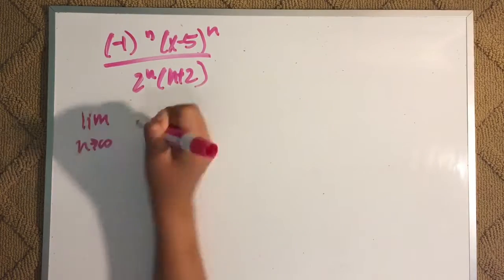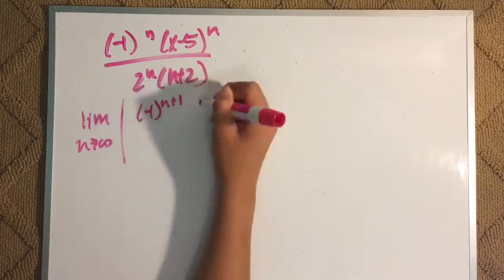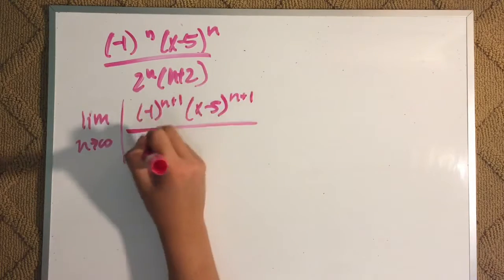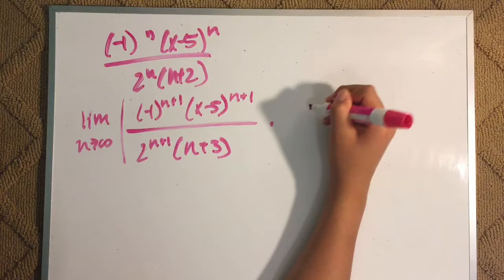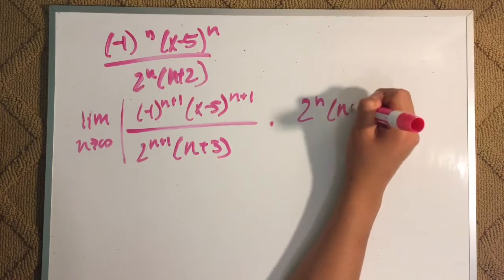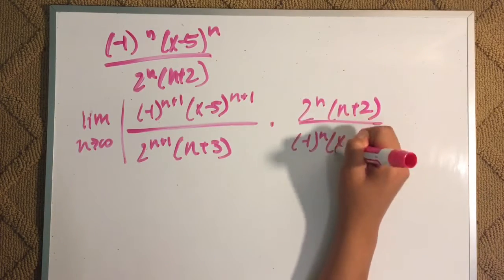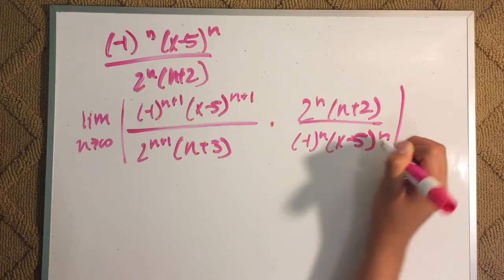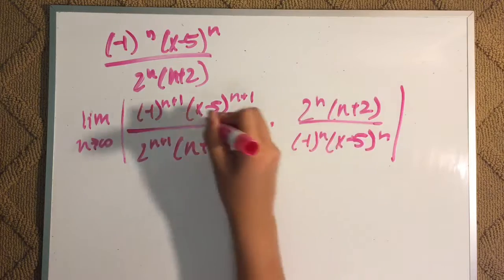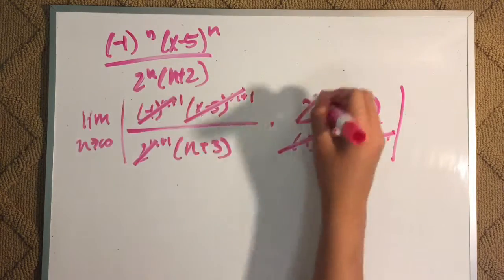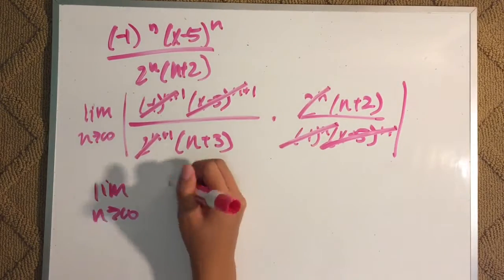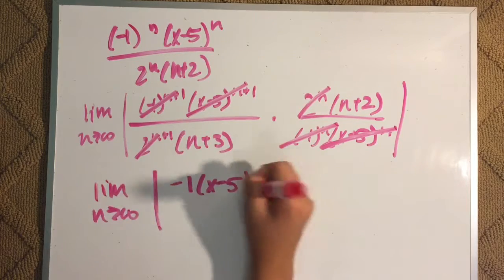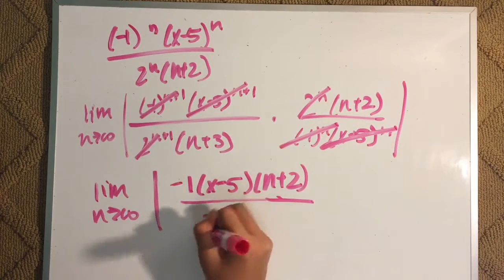Now we're going to use the ratio test to find our radius of convergence. So we have the limit as n approaches infinity of (-1)^(n+1) times (x minus 5)^(n+1) over 2^(n+1) times (n + 3), times 2^n times (n + 2) over (-1)^n times (x minus 5)^n. Then we can cancel out some terms, and we'll be left with the limit as n approaches infinity of negative 1 times (x minus 5) times (n + 2) over 2 times (n + 3).